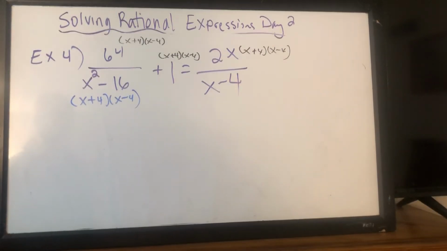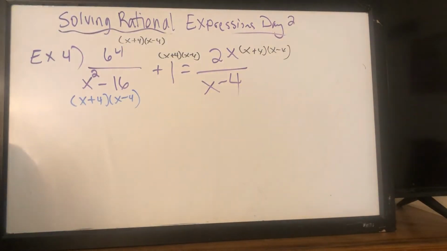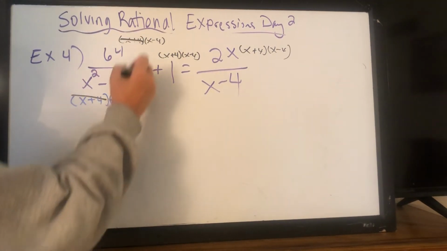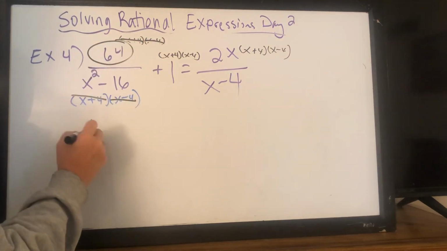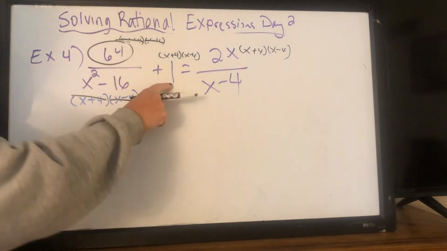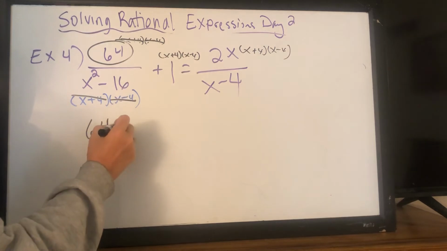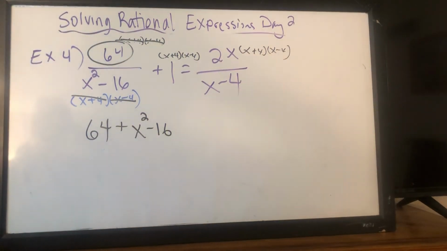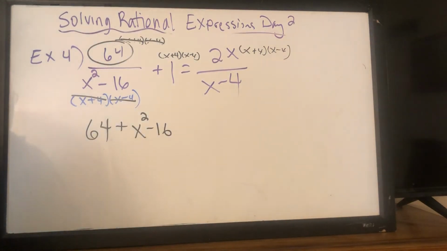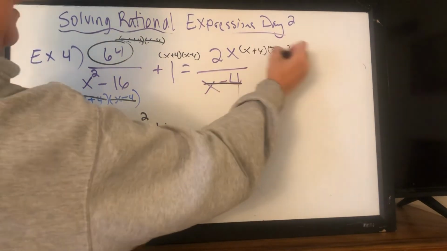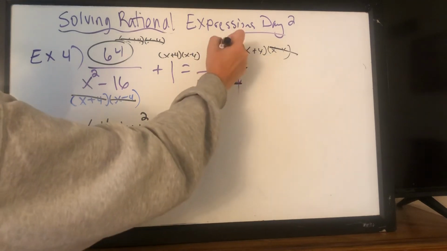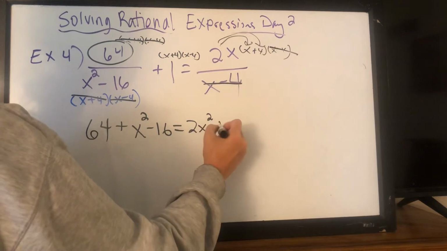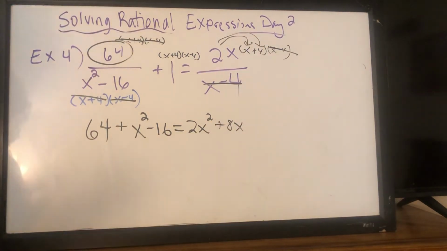All right? Now, we're going to do what we did, see what cancels in this group. The x plus 4 and x minus 4 cancel. And you're just left with the 64. Over here, nothing cancels, and it's just a positive 1 being distributed in. So I'm just going to FOIL that back out. X squared minus 16. And then over here, my x minus 4's cancel. And I get a 2x squared plus 8x.